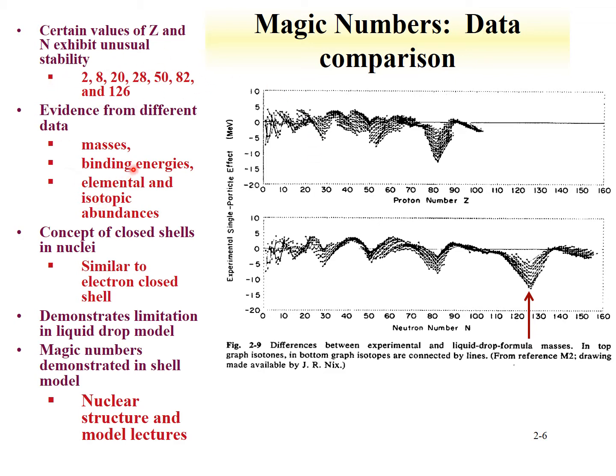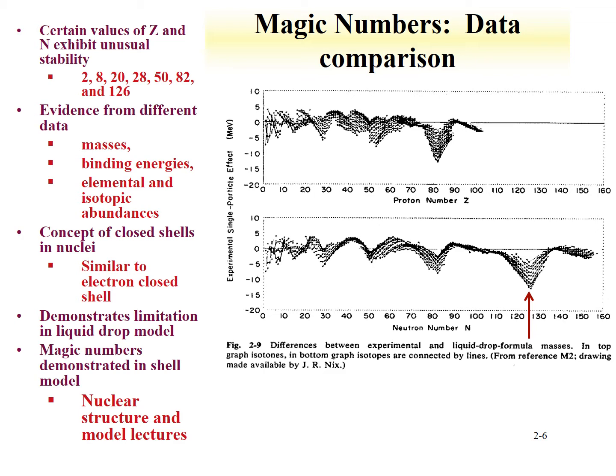So this evidence is coming from mass. We're getting the binding energies, and then we also get some information related to elemental and isotopic abundances. This is deriving the fact that just like electrons, there's a concept of closed shells in nuclei. So we're seeing a similarity, trying to identify some trends.